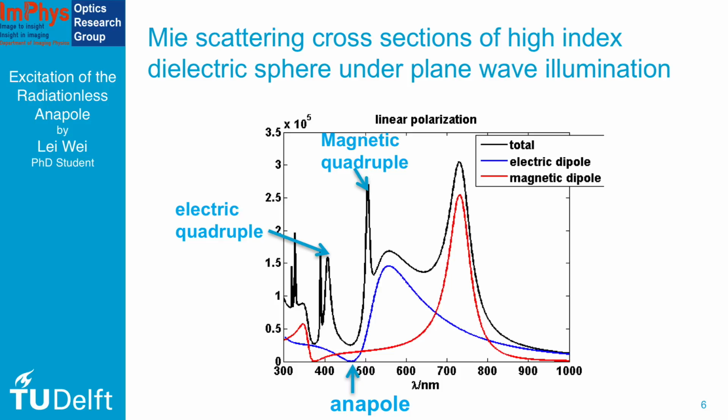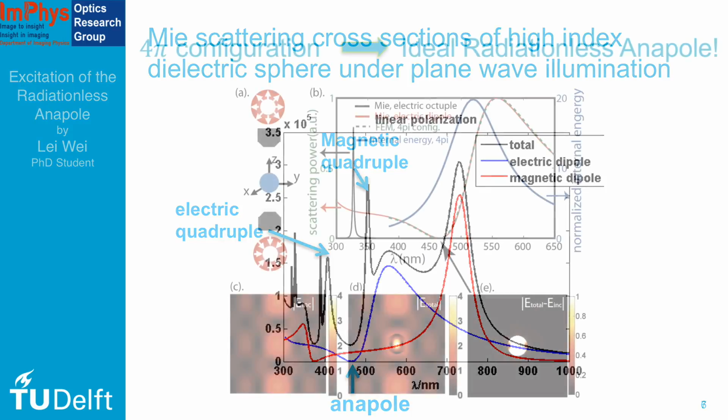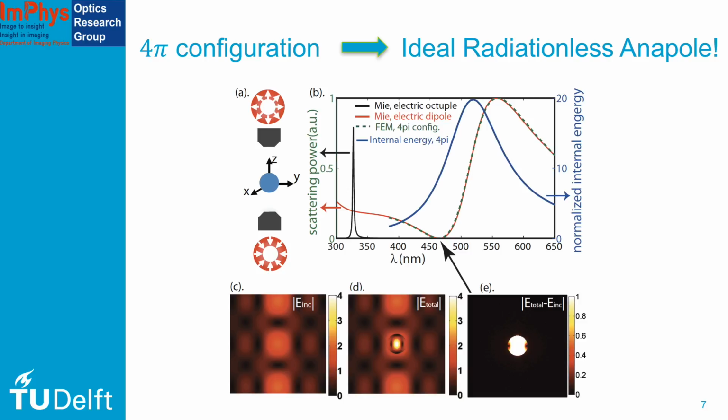We proposed a configuration to make it possible to realize an ideal radiationless anapole. The excitation is a 4-pi configuration formed by two counter-propagating focused radially polarized beams, with exactly the same intensity distribution but of pi phase difference.